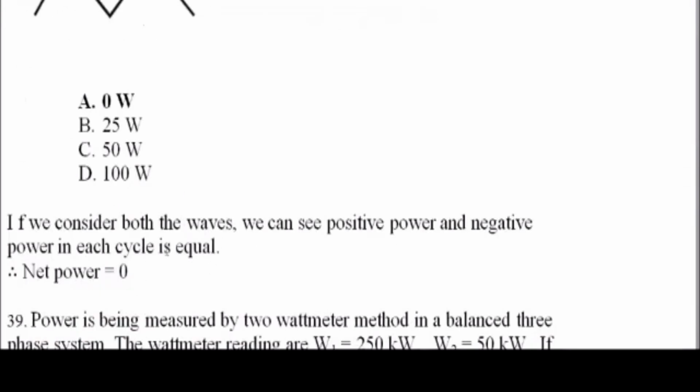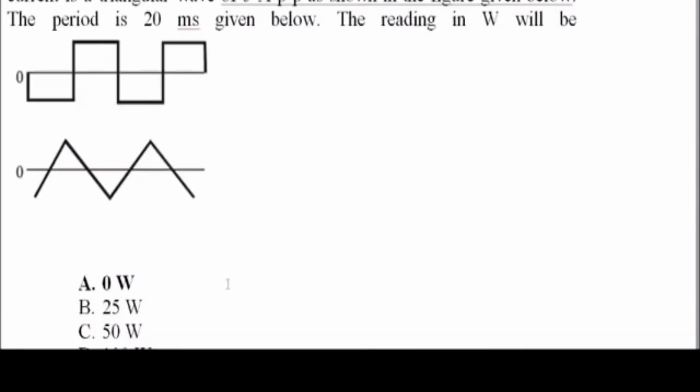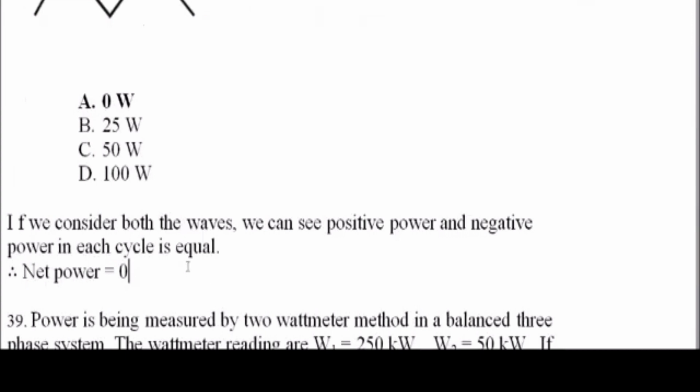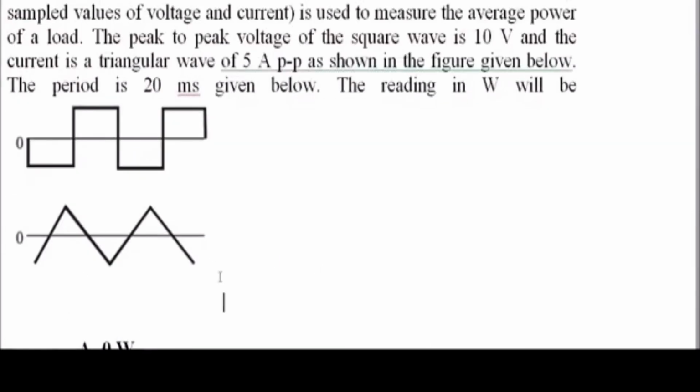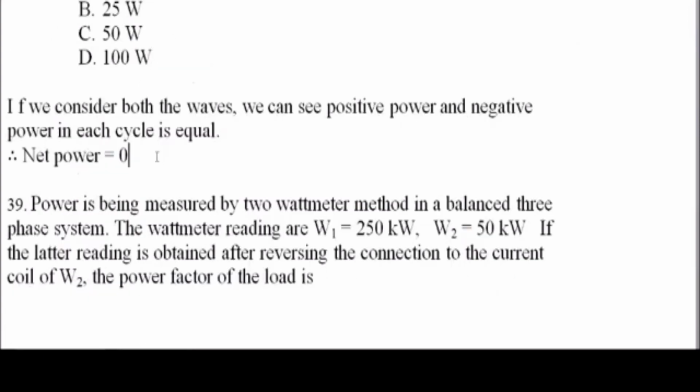Here you can see in the solution part, a very simple problem. If you watch the waveforms, both positive and negative half cycles have the same area covered. So it means the average power, that is the total power, will be 0. That's what is given in the explanation. If we consider both the waves, we can say positive power and negative power in each cycle are equal. So the net power will be 0. Problems like this will help us to save time during the exams.